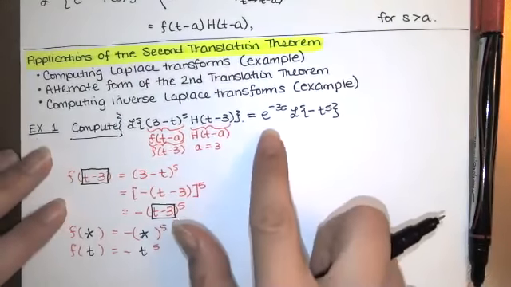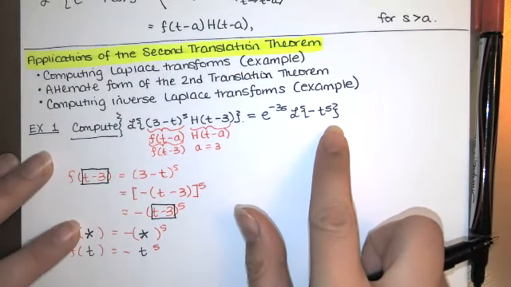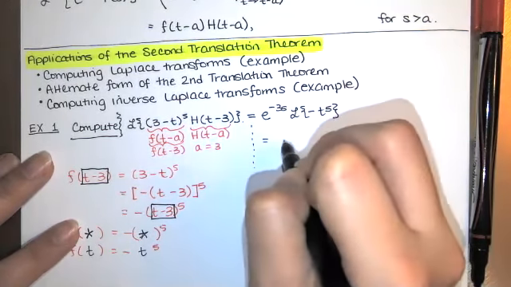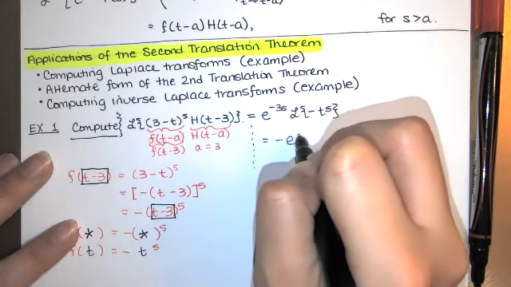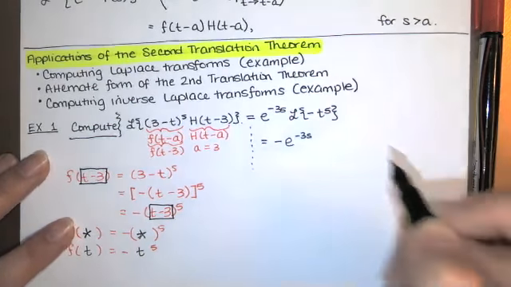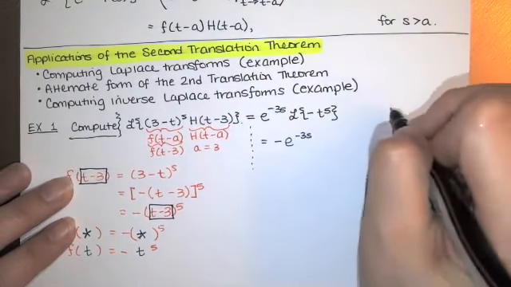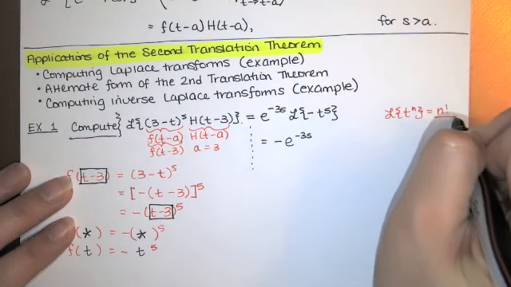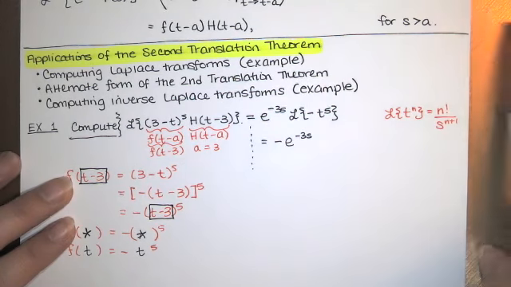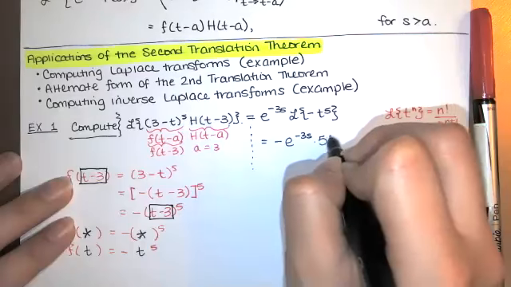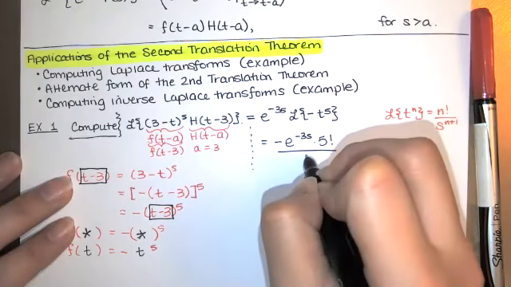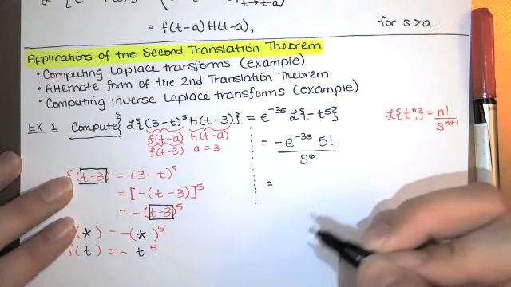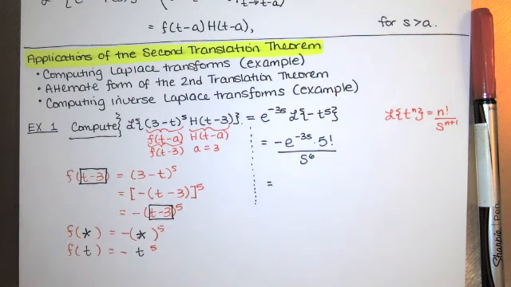And so now we've got e to the negative as times the Laplace transform of f of t. And then we just evaluate that. Well, the negative 1 can be pulled out as a constant, and the Laplace transform of t to the fifth can be found using this rule. The Laplace transform of t to the n is n factorial over s to the n plus 1. So we're going to have 5 factorial over s to the 5 plus 1, or s to the 6. And 5 factorial, I believe that's 120.